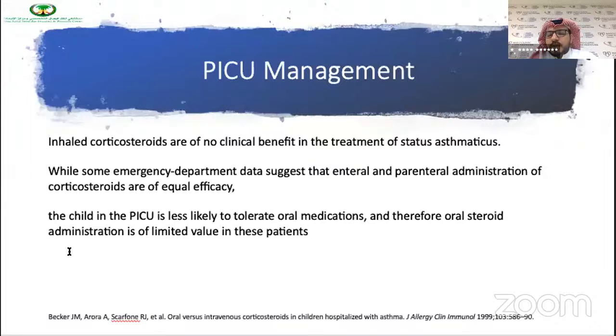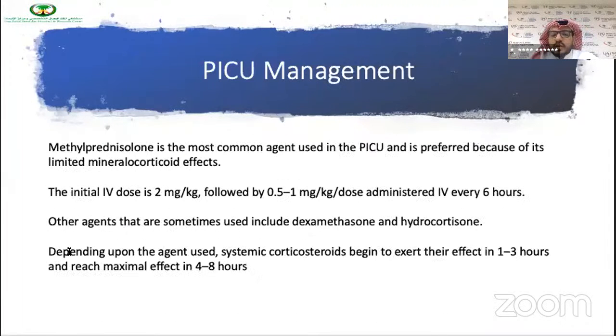In the PICU, most of the patients are actually less likely to tolerate oral medication. So therefore, oral steroid administration is of limited value in these patients. Methylprednisolone, as mentioned, is the most common agent used in the PICU and is preferred because of its limited mineralocorticoid effect. The usual initial dose is 2 milligrams per kg, followed by 0.5 to 1 milligram per kg per dose. You are supposed to give it IV every 6 hours.